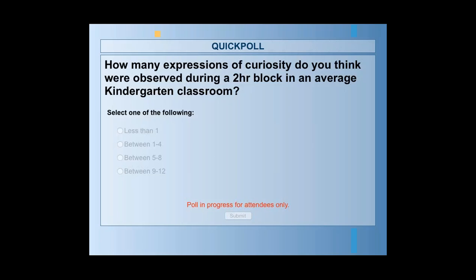So shortly you're going to see a question pop up, and you're going to respond. How many expressions of curiosity do you think the researchers observed in a 2-hour stretch? In this case, it is a kindergarten classroom on average. So please tap on your answer, and then you can tap on submit. I'll give you a moment to send in your response, and we'll take a look and see what people think.